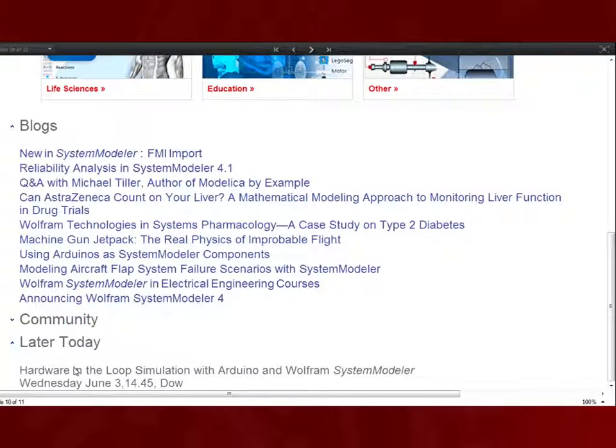We were pretty bad at producing blogs before. This year we have added quite a lot. So these are the blogs that have come up for SystemModeler during the last year, since the last conference. In general, we have the squirrel there, as I said, but they are mostly of a more serious kind, where it's a real life topic that matters for some domain. Like, let's say, this one here: Can AstraZeneca count on your liver? That one is showing how AstraZeneca is using SystemModeler, together with an MRI scan, to analyze your liver.